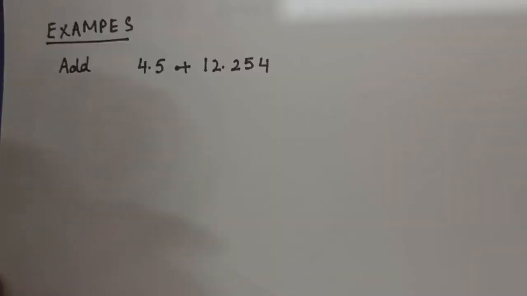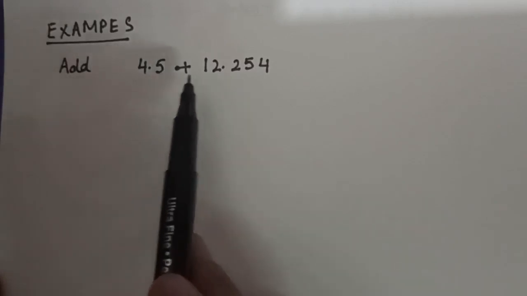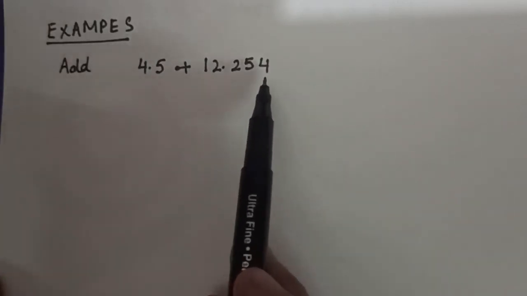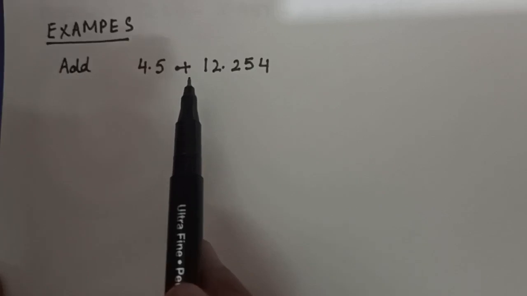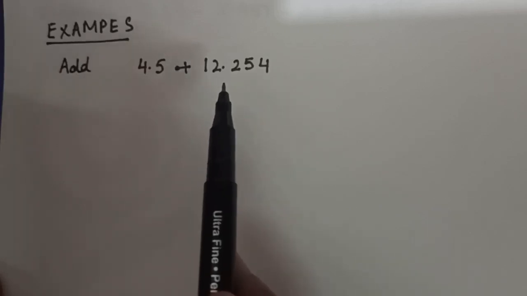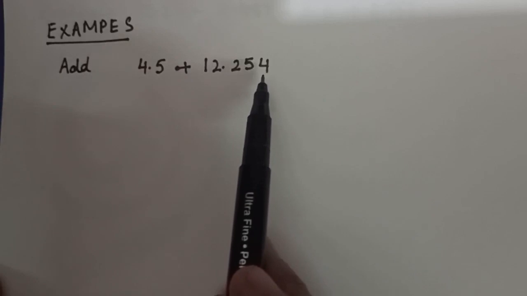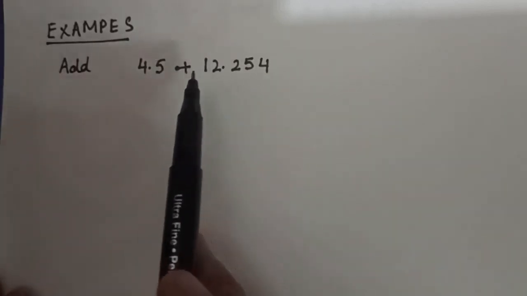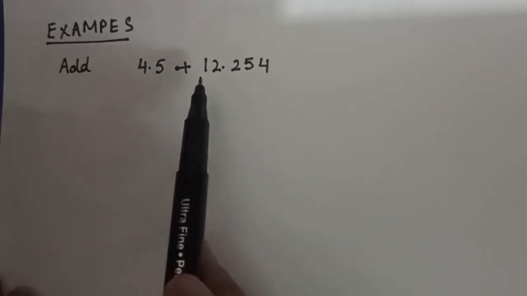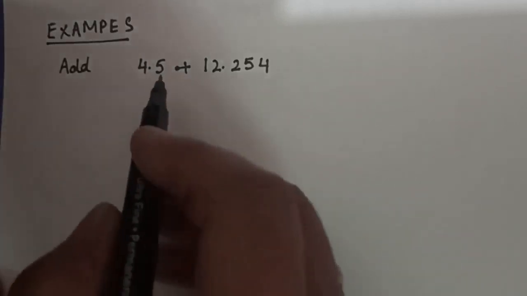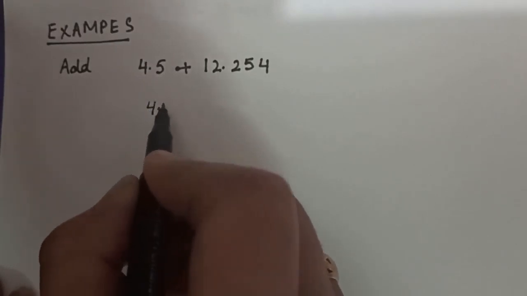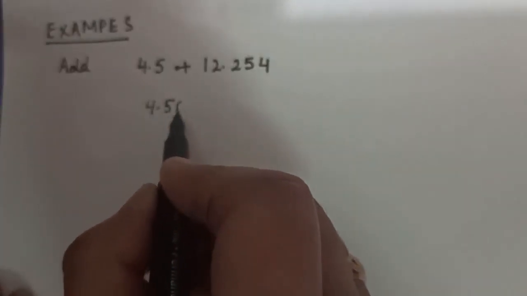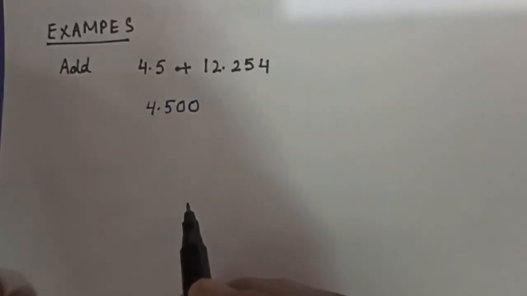Let us take an example. Add 4.5 and 12.254. Now the first point is we have to change them to like decimals. In the second number there are 3 decimal places and 4.5 has only 1 decimal place. So we will change 4.5 to 3 decimal places, and to do that we will have to put 2 zeros at the end. Now the number has 3 decimal places.